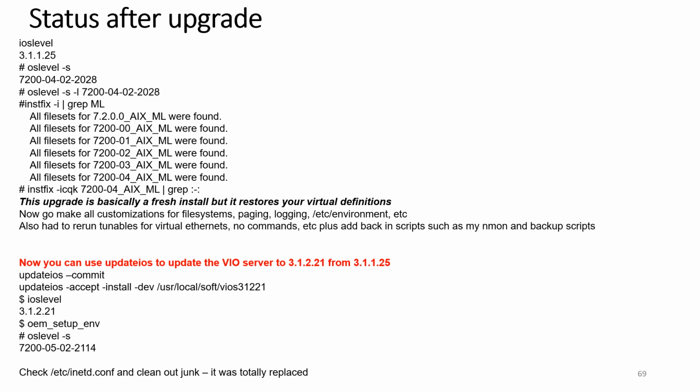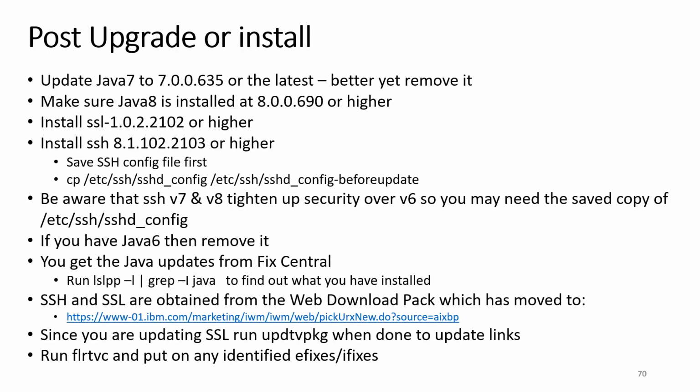And now I'm actually able to go and update to VIOS 3.1.2.21 from 3.1.1.25. So I run a commit and then I use updateios because I'm within the same version to do my update. Run my same checks, make sure it's where I want it. The one thing that it does do is, because it's a complete replacement, it puts everything back in inetd.conf. I typically clean out my inetd.conf of everything except for things that I want to use so that I don't end up running insecure protocols.